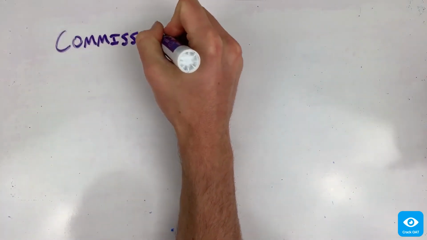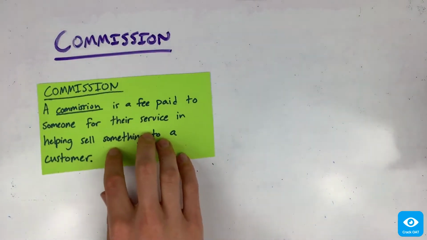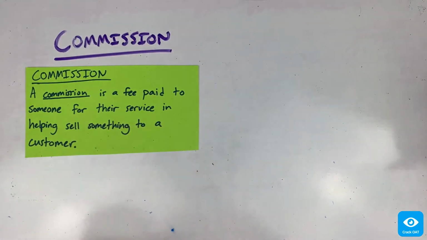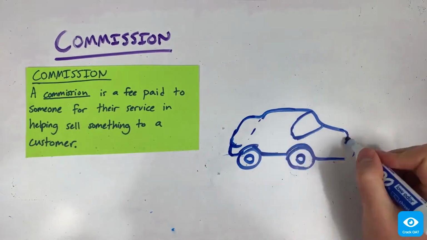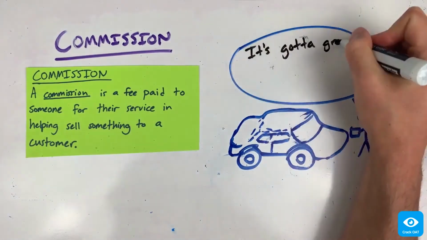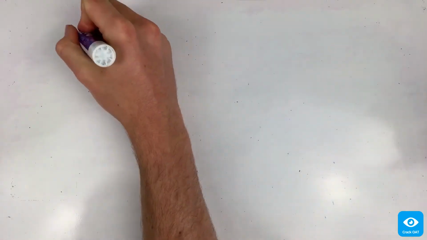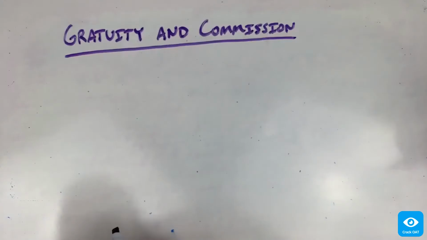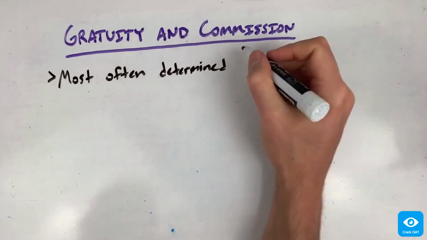On the other hand, we have commissions. A commission is a fee paid to someone for his or her service in helping to sell something to a customer. We usually think of commissions in the context of a salesperson at a store. In both cases, the gratuity or commission is most often determined by a percent of the bill.